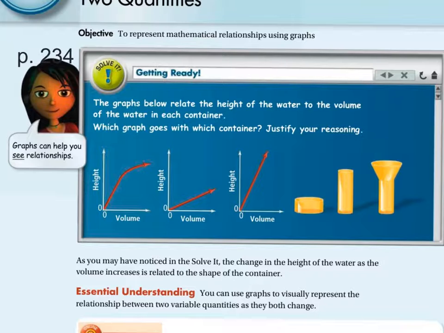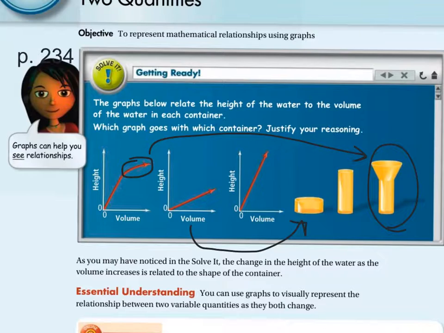So if we look at these, analyze them a little bit, eventually we'll hopefully come up with the conclusion on this. This first graph, you can see the height's going up and the volume's going up, and then this end part here, the height's not going up very much and the volume's going up more. So basically the volume's increasing more rapidly than the height, you could say. So that's going to match up with this third container. The second graph is going to go with the first container.